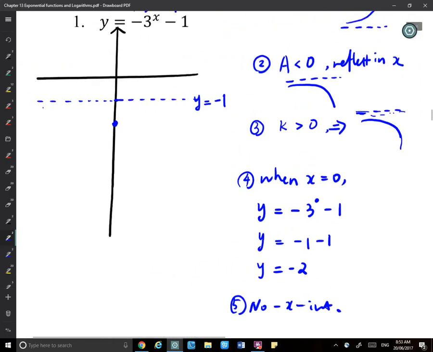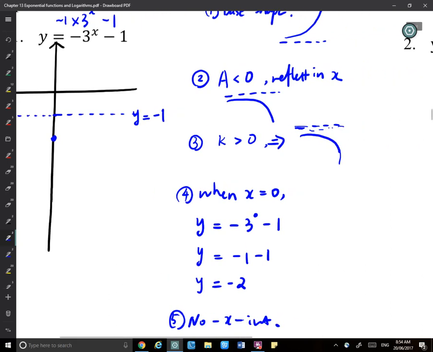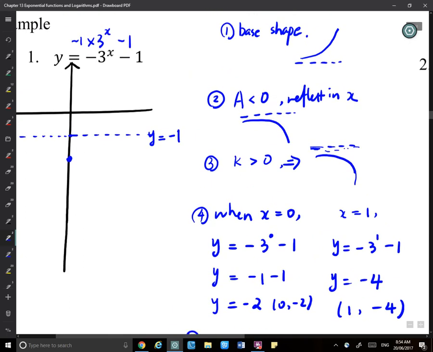I can just randomly select an x value and put that in. You don't want to select some value that's really hard to calculate. So you will say x equals 1. That's the easiest way to do it. Y will be -3 to the power of 1 minus 1. Y will be -4. So you have (1, -4). Here is (0, -2). You just find another point on the graph.